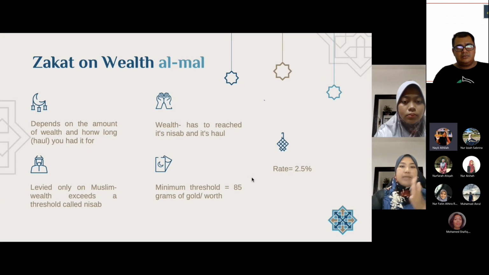Moving on to the zakat of wealth, al-mal. It depends on the amount of wealth that you have and how long you have had it for. However, the wealth has to reach its nisab, which is the minimum amount upon which zakat is payable, and reach its haul, which is 1 lunar year. Besides, zakat al-mal is levied only on Muslims whose wealth exceeds a threshold called nisab. The minimum threshold of zakat on saving or investment is 85 grams of gold or its worth. And lastly, the rate of zakat is 2.5%. However, for zakat on livestock, both the minimum threshold and the rate depend on the type and the number of the animal.